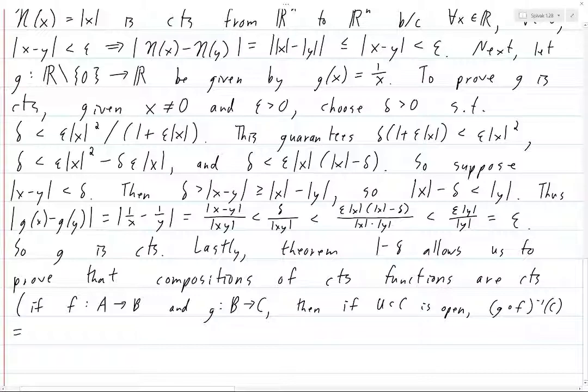So g of f inverse of c is you take f inverse of g inverse of c. Of course, we're assuming that f and g are continuous functions. If you take the inverse image under f of the inverse image under g of the open set C, first you pull it back through g, and then you get an open set in B. So g inverse of C is open in B because g is continuous. Then you have an open set in B, and you're taking its inverse image under f, where f is a continuous function. So you'll end up with an open set in A. So f inverse of g inverse of c is an open set in A.